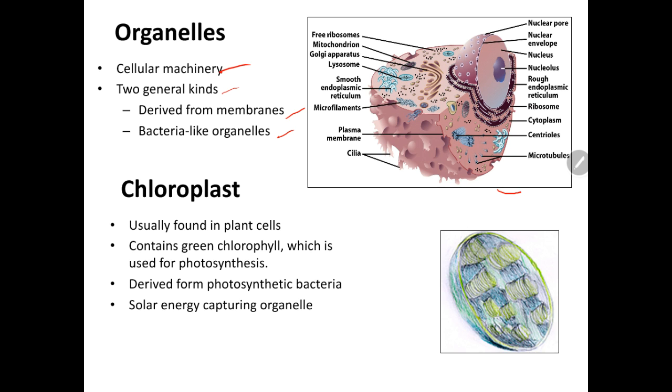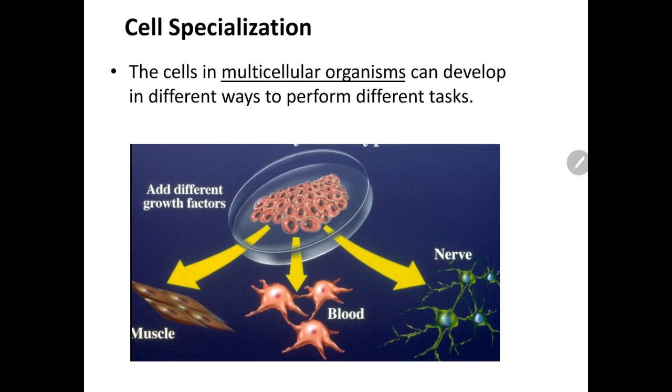Chloroplasts, usually found in plant cells. Contains green chlorophyll which is used for photosynthesis. And photosynthesis is the process where plants make their own food. Derived from photosynthetic bacteria. Solar energy capturing organelle.